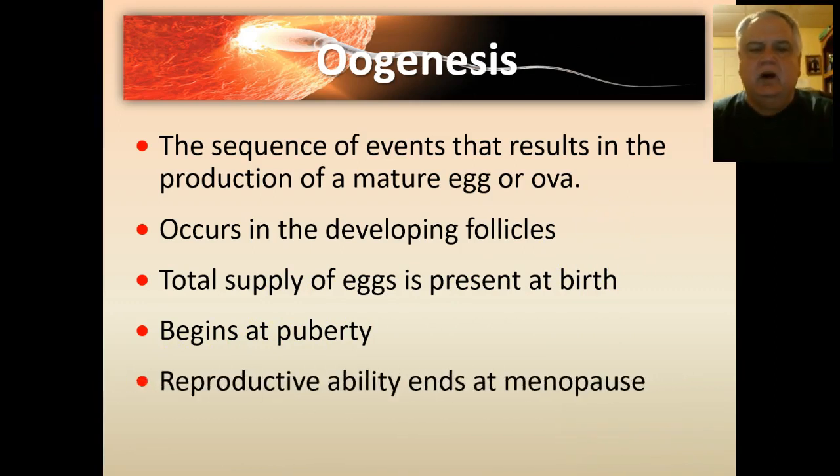The reproductive ability of the female then will end at menopause, which is defined as the end of reproductive life. So unlike males, once they start producing sperm at puberty, they'll produce sperm for the entirety of their life. Females will produce their full complement of eggs by the time they're born. Those eggs may undergo development. That development starts at puberty, but there is only a certain limited number of eggs, and a female will have an end to their reproductive life, and that's referred to as menopause.